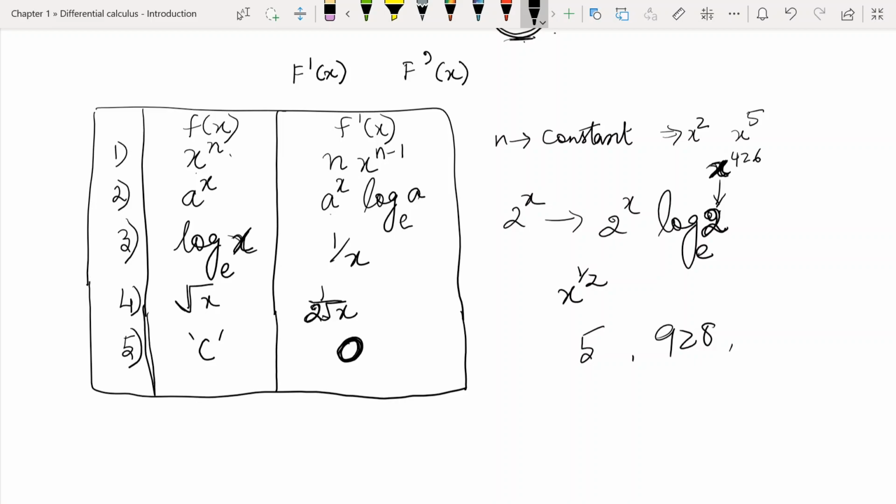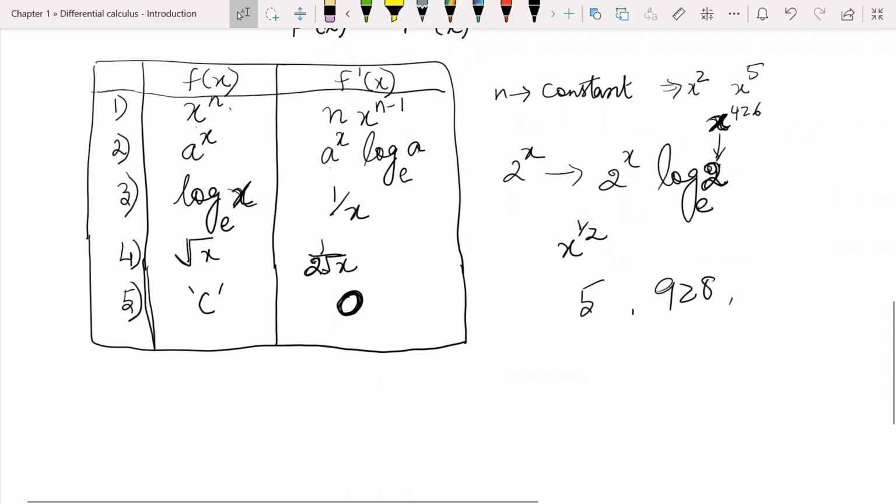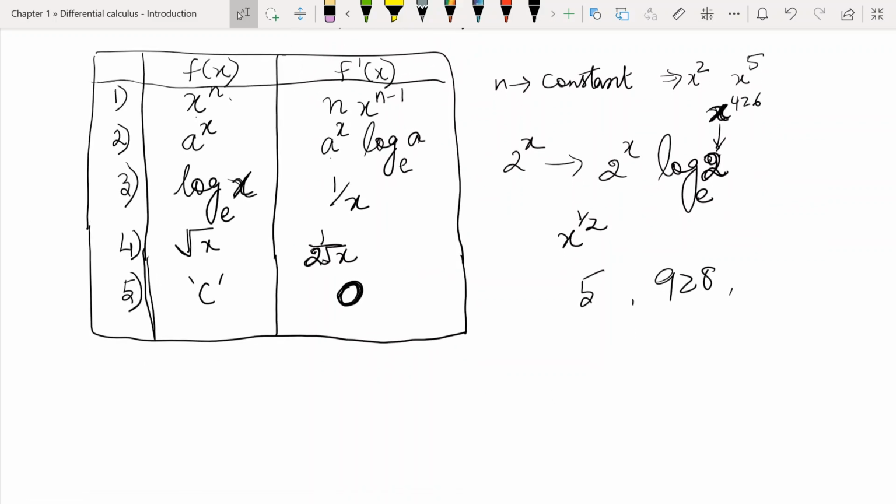Now, based on this table, let us do a few problems. Let's keep this table as the base. I hope all of you have copied this down. Now, keeping this table as the base, let us solve a few problems. These are the 5 basic rules that you need to remember. Root x is 1 by 2 root x, x power n is n x power n minus 1, a power x is a power x log a base e, log x base e is nothing but 1 by x, and differentiation of the constant c is nothing but 0.